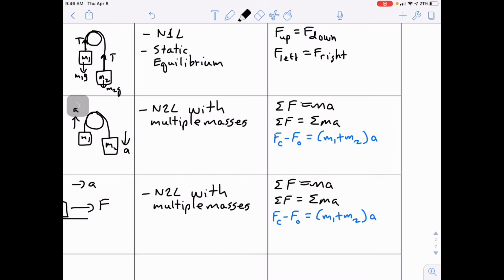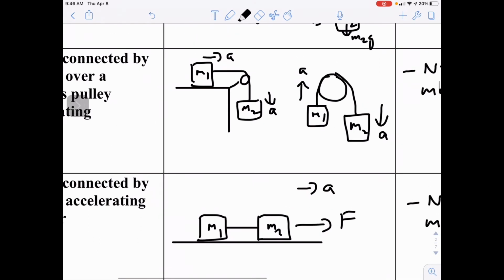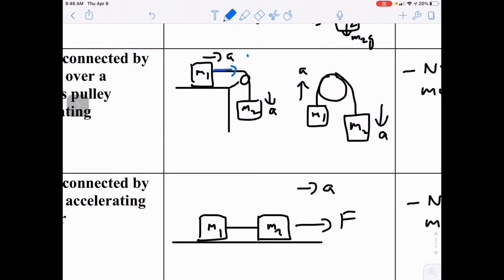If you wanted to find the tension in the string, you would simply focus on only the forces acting on one mass. Okay, so if I wanted to find the tension in this string here, I might only focus on the forces acting on that mass, which would be, horizontally speaking, tension and friction.